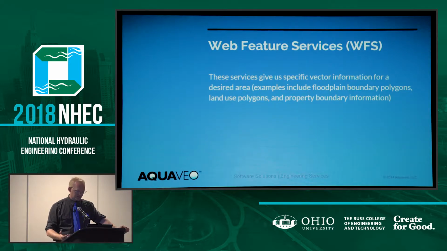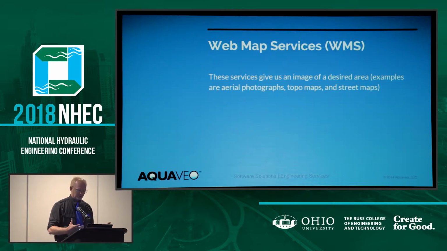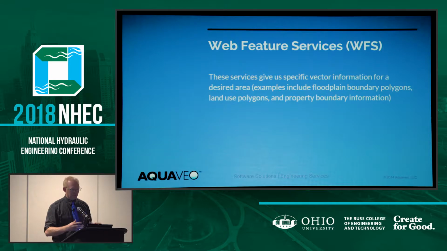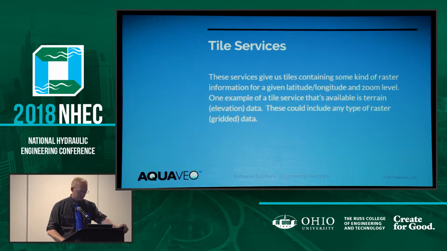Web Feature Services are ones that give us specific vector information for a desired area. So you'll have floodplain boundary polygons, land use polygons, and property boundary information. Whereas this one is more of an image, this one gives you lines and information and areas, and what we call vectors in programming.